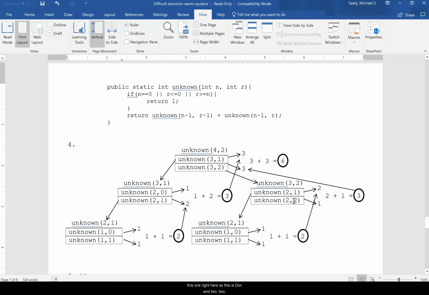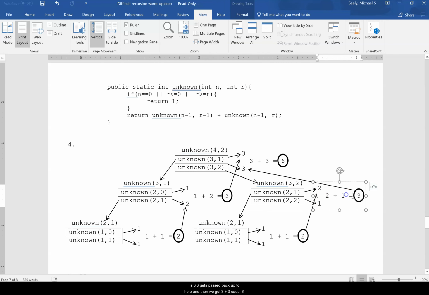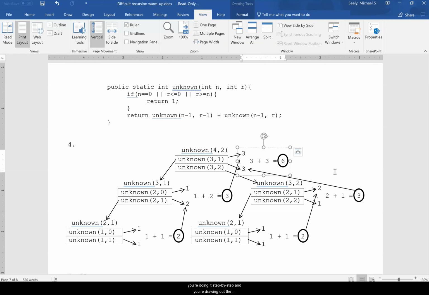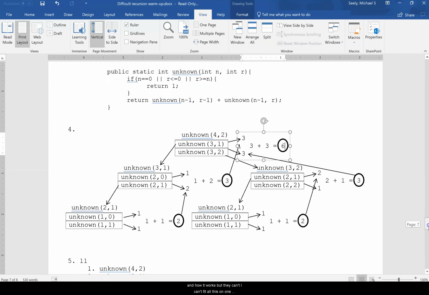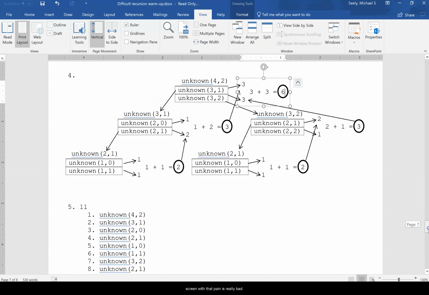And 2 comma 2, they are equal if we pass that in. So then 1 is returned. 2 plus 1 is 3. 3 gets passed back up to here, and then we got 3 plus 3 equals 6. Now this is, in my opinion, easier to follow when you're doing it step by step and drawing out the boxes, as opposed to just looking at the final answer and trying to look through all the arrows and how it works. But again, I can't fit all this on one screen with that pen. It's really bad.